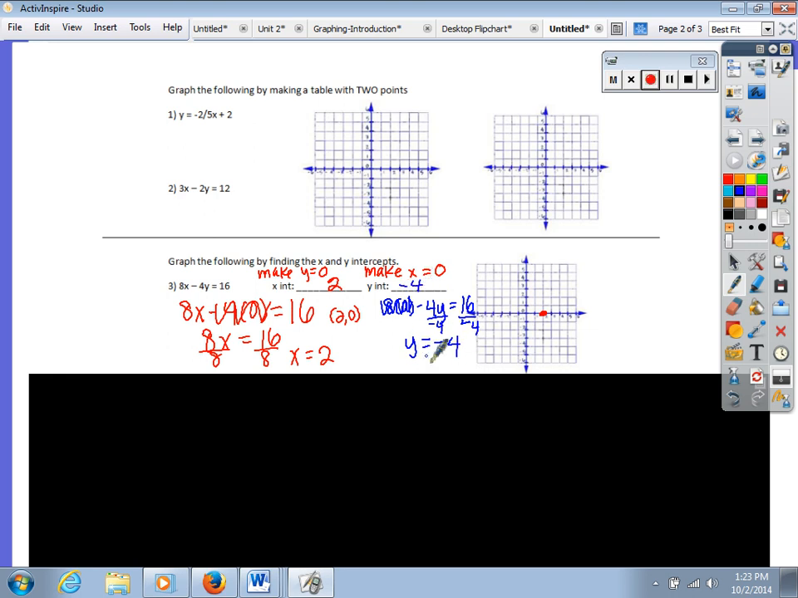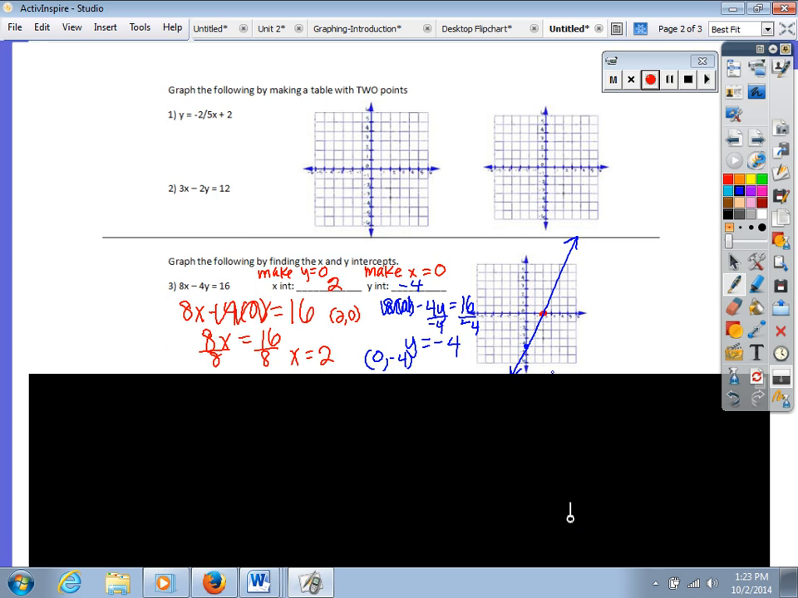Once again, you could notice, all right, negative 4 for my y-intercept means it's negative 4 on my y-axis. But if you didn't realize that, you could go ahead and make your point. What was your x-coordinate for this problem? Well, I made x 0. And what was your y? Negative 4. So this is also the point 0, negative 4. It's whatever way you're more comfortable graphing it. And just draw a straight line through.